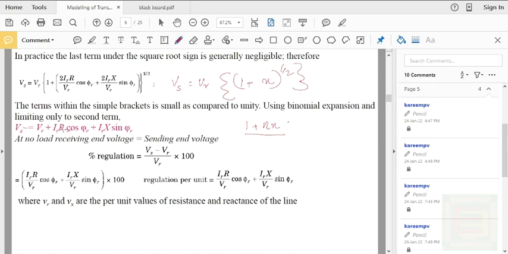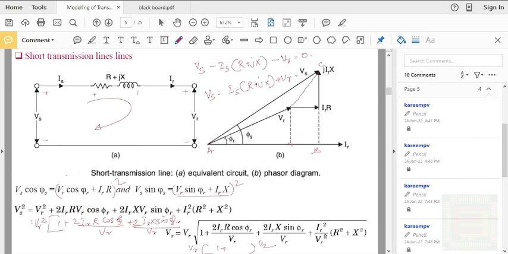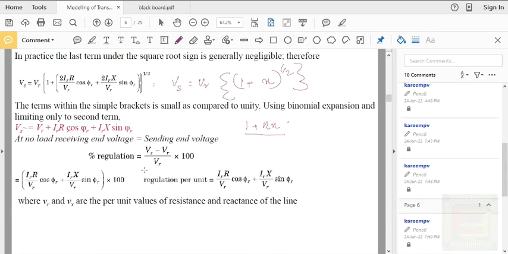Here capital R is the line resistance and capital X is the line reactance, and phi R is the power factor angle as shown in this figure. Phi R is the phase difference between the receiving end voltage and the receiving end current. And at no load, the receiving end voltage will be the sending end voltage itself. That is quite clear, because when there is no load on the transmission line, the receiving end voltage will be equal to the sending end voltage, because there won't be any voltage drop.